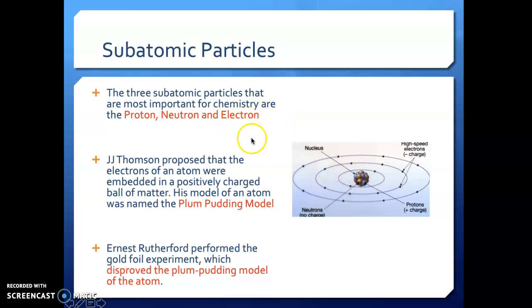J.J. Thomson proposed that the electrons were embedded into a ball of matter, and that was called the plum pudding model. Rutherford disproved the plum pudding model using a gold foil experiment, which we'll talk a little bit more about next week.